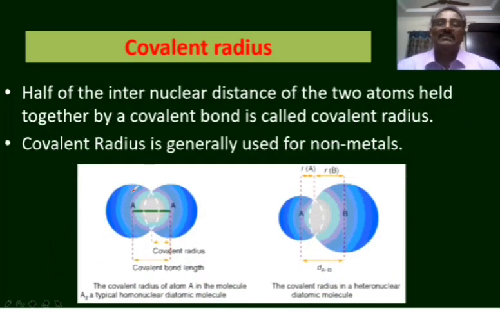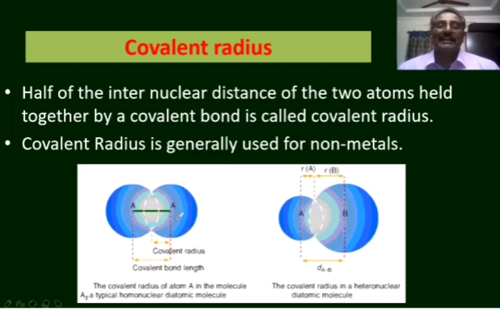Next, covalent radius. This is mainly used for the elements which form the covalent compounds, generally for the homonuclear covalent compounds. Homonuclear covalent compounds are the covalent compounds which are made up of the same kind of atoms.